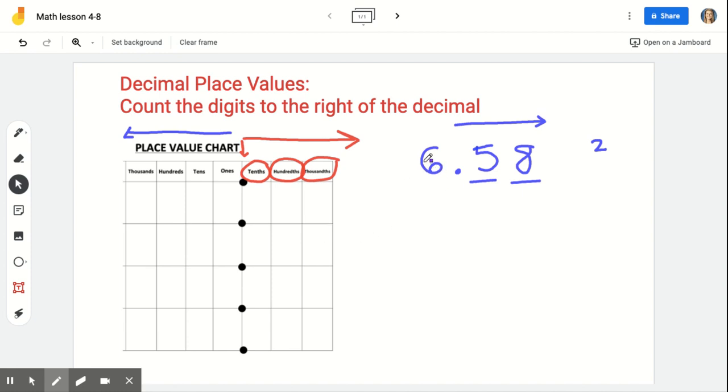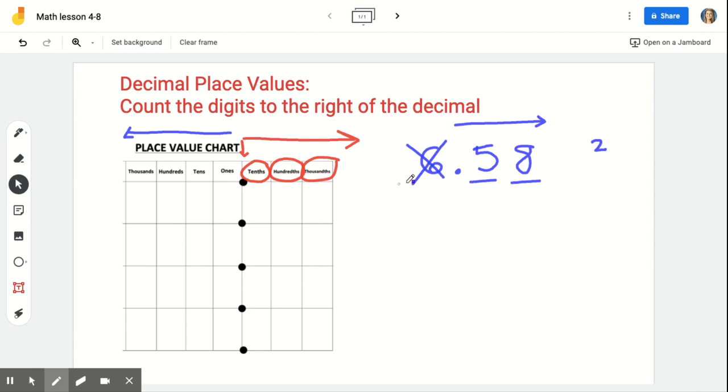How come we did not underline the 6? The 6 is in the ones place value. So we look at the decimal. The first digit to the left of the decimal is the ones place value. This is a whole number, so this does not count as a decimal place value.